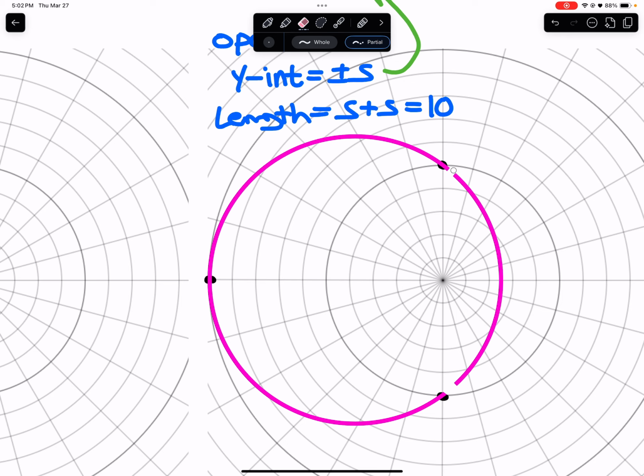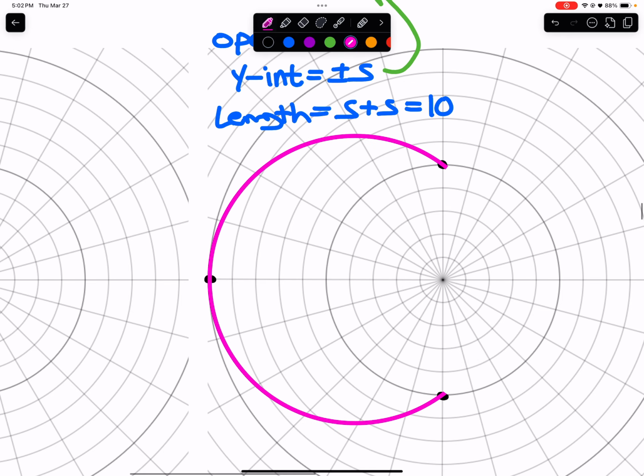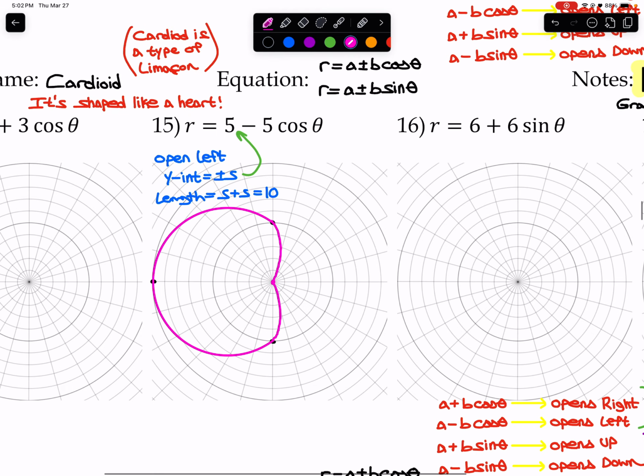I'm going to get close to the points so that we don't have any extra marks. And then it's going to pass through the pole. So then it's going to look, hopefully, more heart-shaped. Ideally, it should be a little bit more rounded than that, but it's okay.